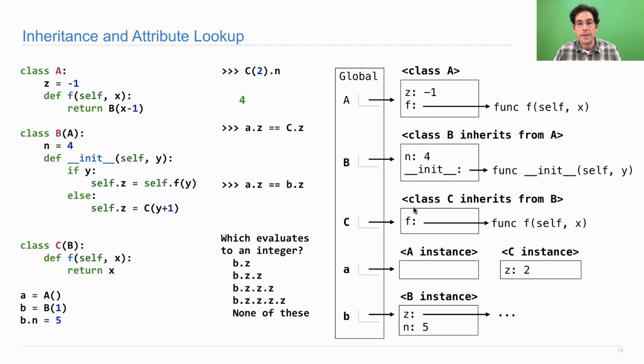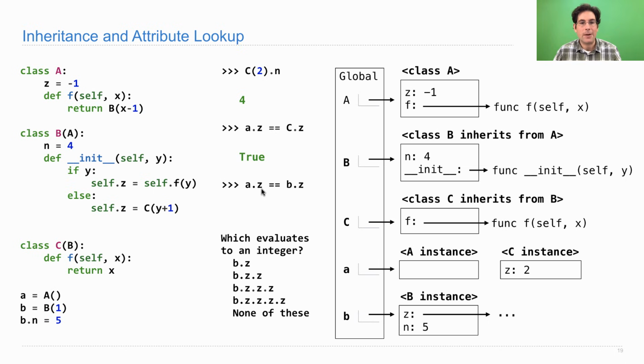C refers to the C class. C.z is an attribute which does not appear here, so we look in the base class. No z here, so we look in the base class, and we see z is -1. So these are equal because, in fact, we're referring to the same attribute in two very different ways.